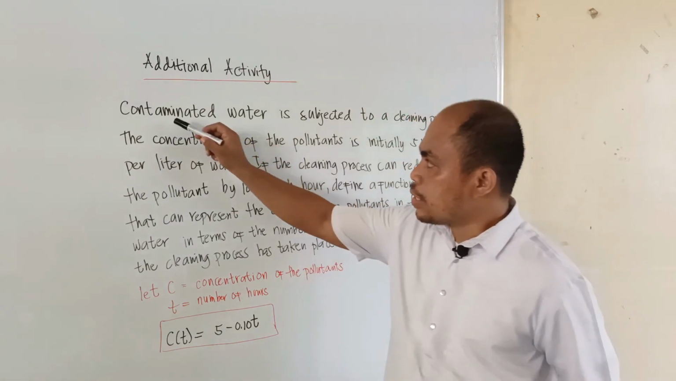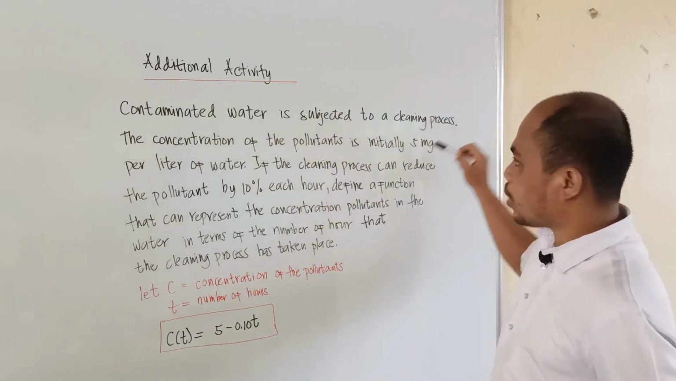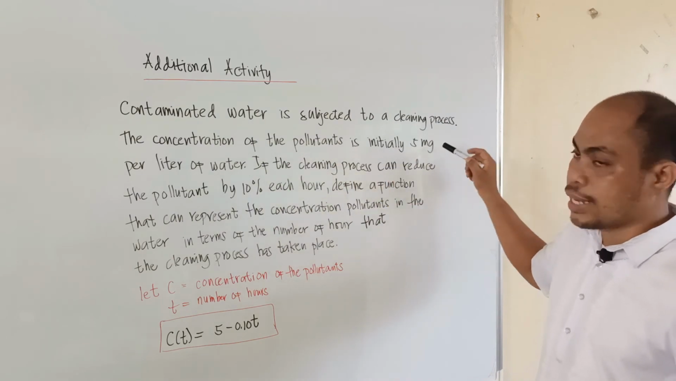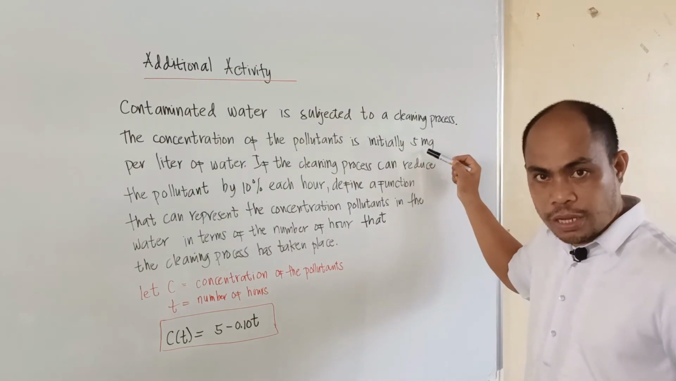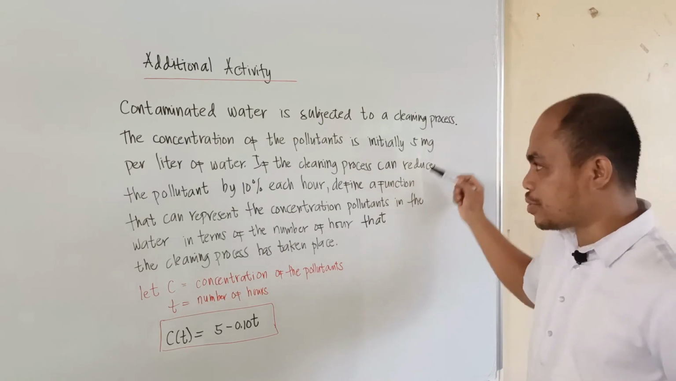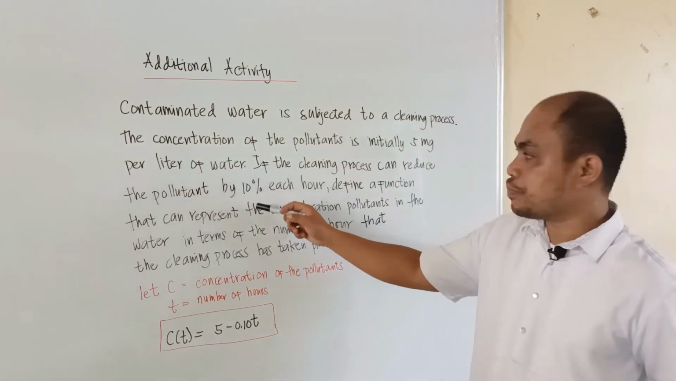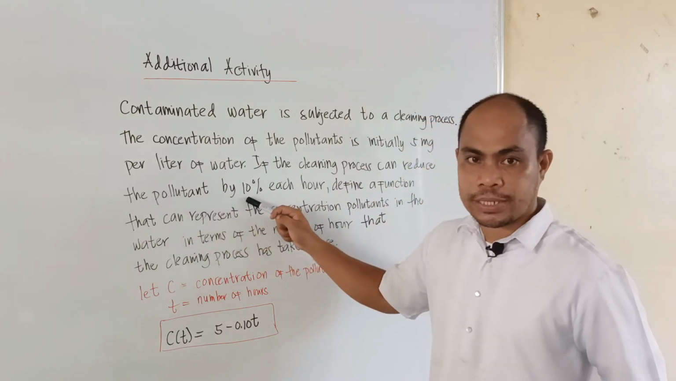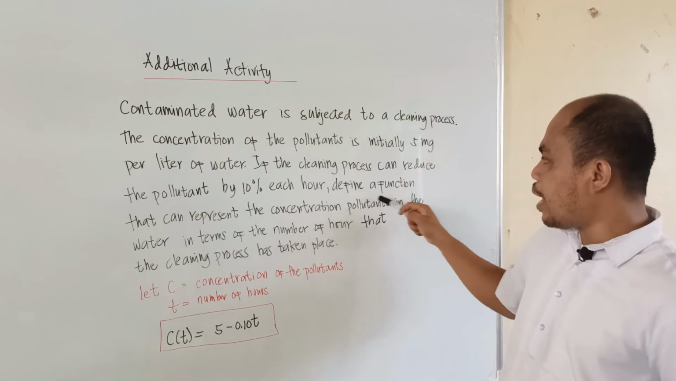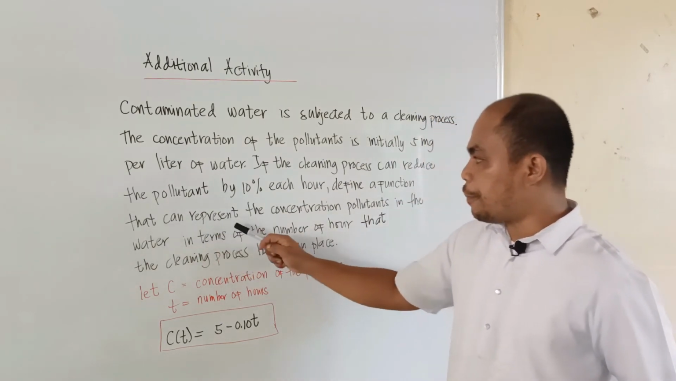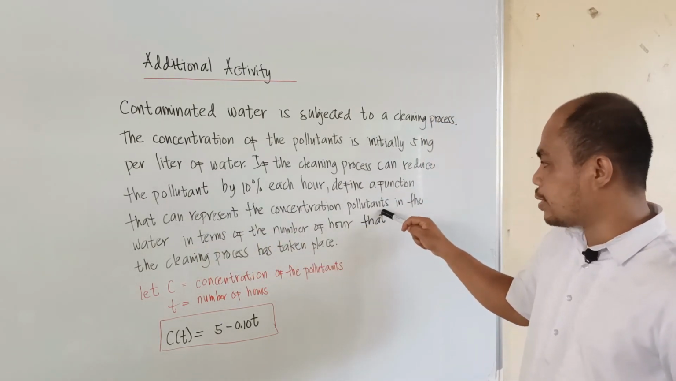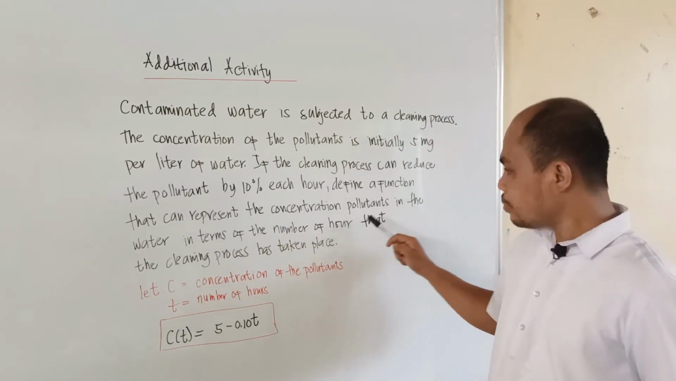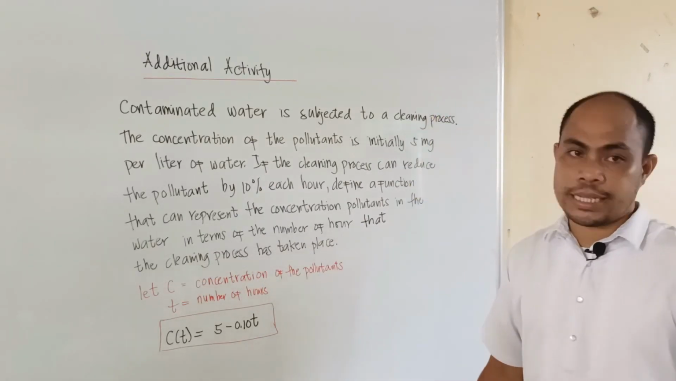Now, the problem is: contaminated water is subjected to a cleaning process. The concentration of pollutants is initially 5 mg, that is milligrams per liter of water. If the cleaning process can reduce the pollutant by 10% each hour, define a function that can represent the concentration of pollutants in the water in terms of the number of hours that the cleaning process has taken place.